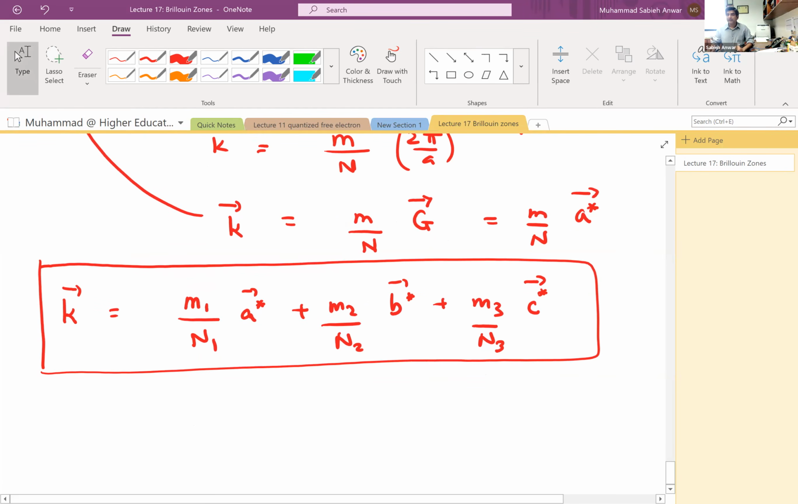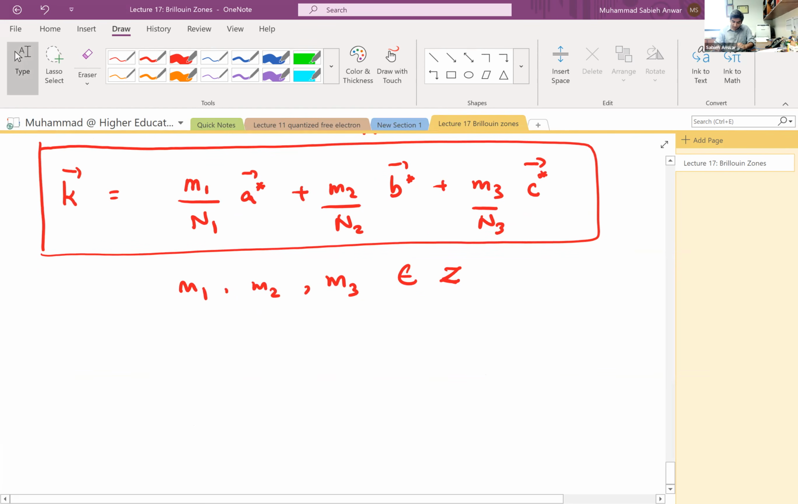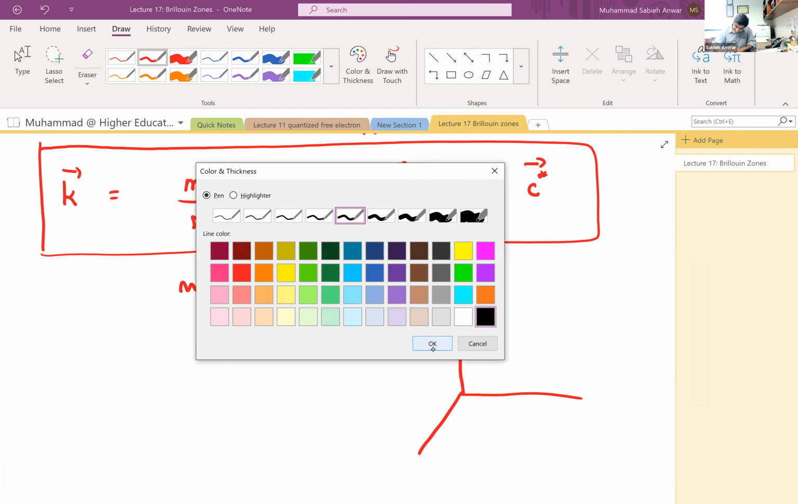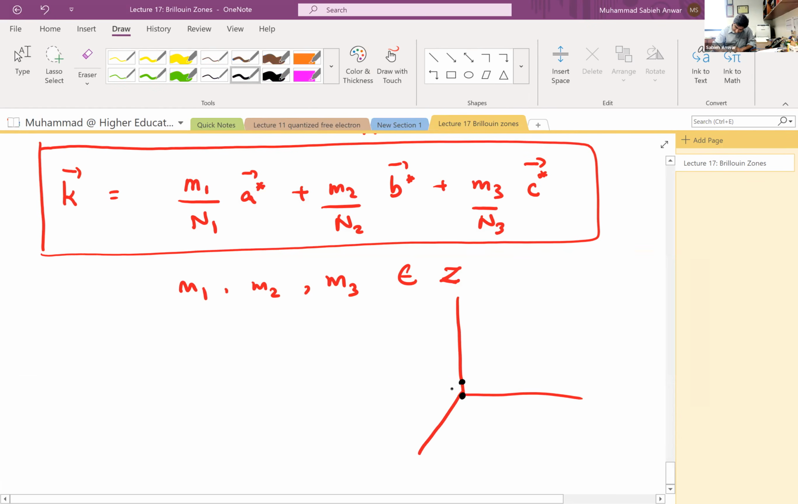All right. So m1, m2, m3, they are integers: 0, 1, 2, 3, and so on. So what do I have now in three dimensions? In three dimensions, I have these k points. I go from one k point to another k point, so I can draw a grid. It's easier to draw a grid.